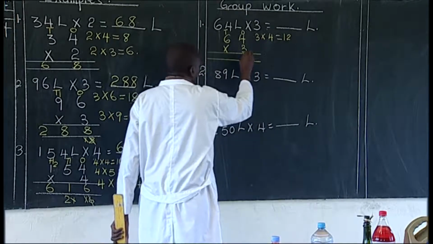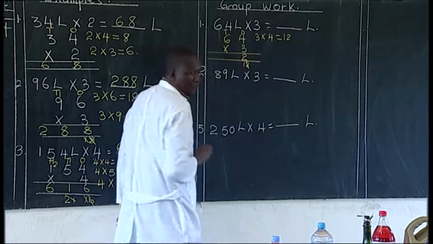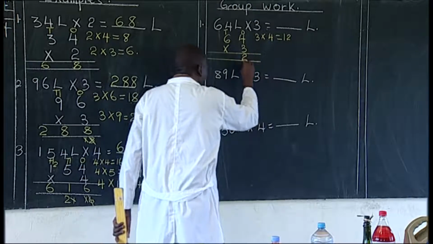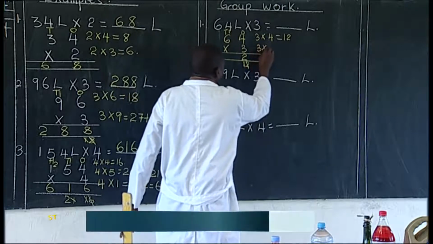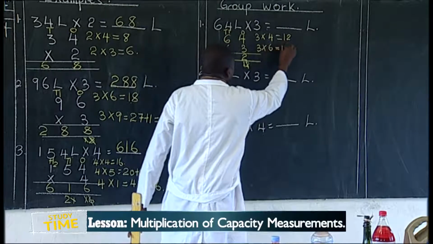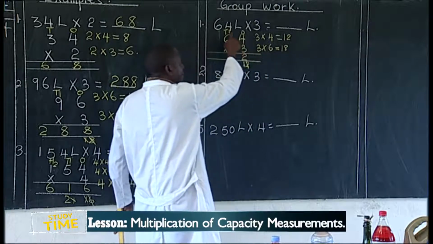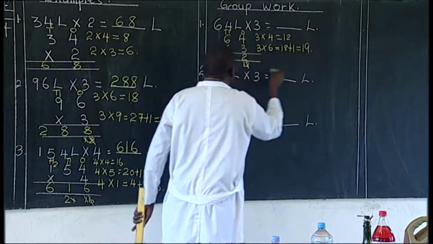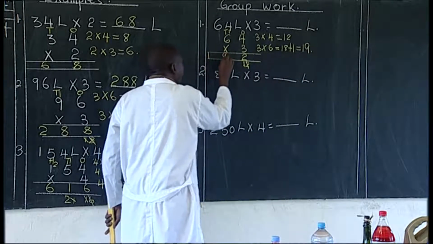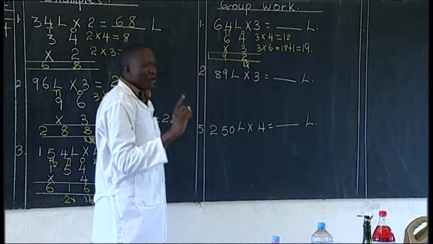Remove these 2. Bring it here. And the remaining 1 tens, remove it from here. Keep it. Okay? 3 times 6 equals 18. Remember, we have 1 tens here. Plus 1 tens equals 19. Do you have this? The answer will be 192.